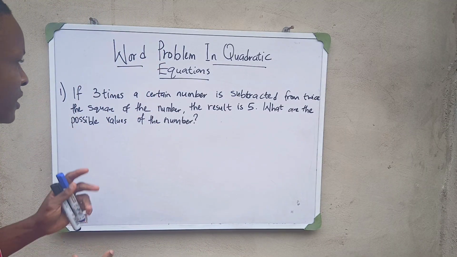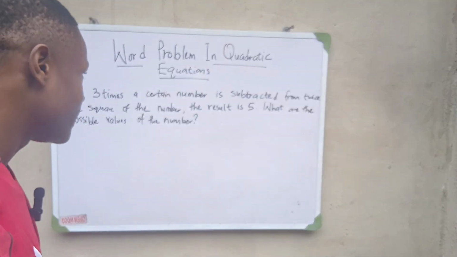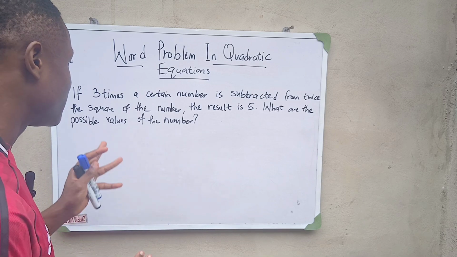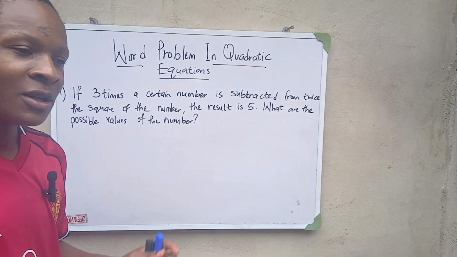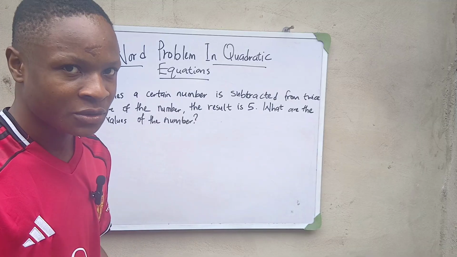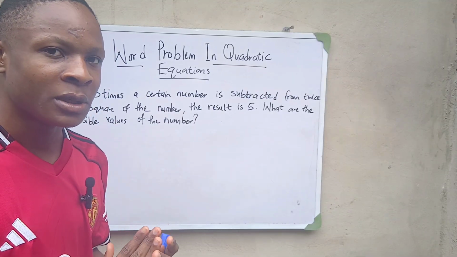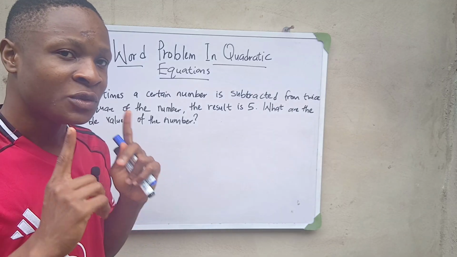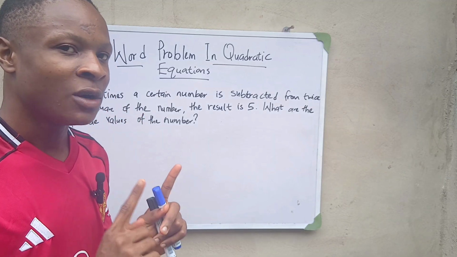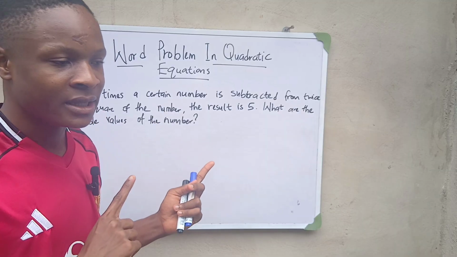Now in this problem it says: if 3 times a certain number is subtracted from twice the square of the number, the result is 5. What are the possible values of the number? So now this is a word problem. We first have to interpret the equation. So now let's watch closely. When we are solving a word problem, we have to read the sentences carefully so that we will know the values to bring out, and we'll understand it better.